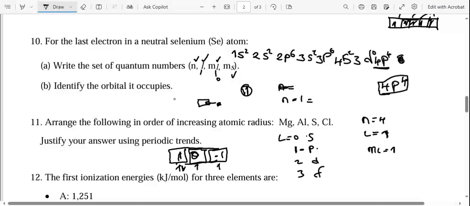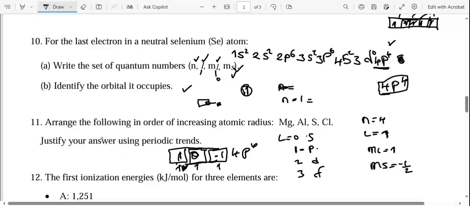Then the value of this one, for you to know magnetic spin. So this ms can be positive or negative half. So here you can see it is pointing down. That means it is negative 1/2. If it was up like the first one, it would have been positive 1/2. So these are the 4 quantum numbers. So identify the orbital it occupies. It occupies the p orbital, these last electrons there. You find it in the 4th shell, 4p. Okay, so that is it.